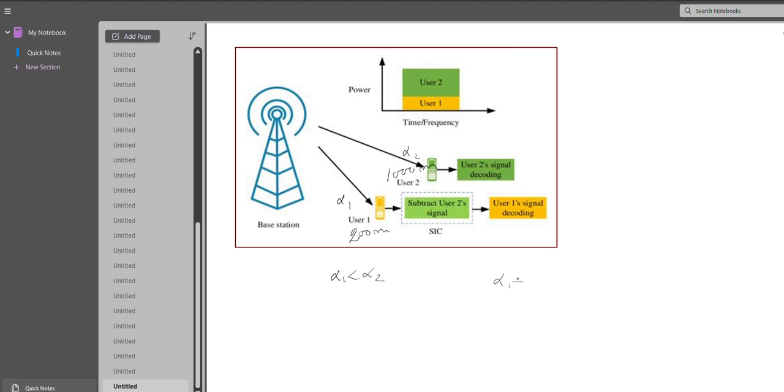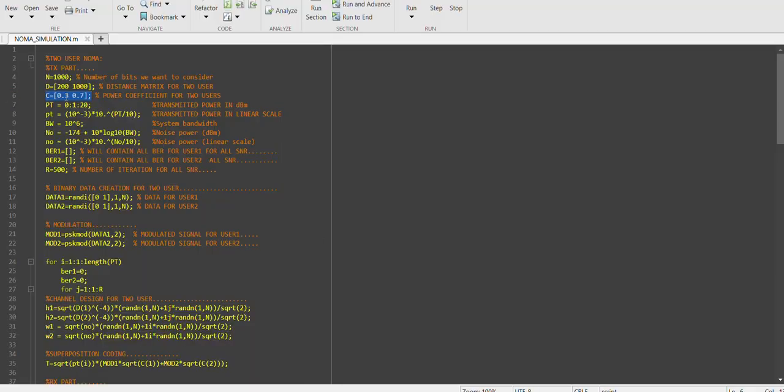And alpha 1 plus alpha 2 sums to 1, and both alpha 1 and alpha 2 should be between 0 and 1. So all these conditions we need to satisfy. So we have taken the power of user 1 as 0.3 and the power of user 2 as 0.7.